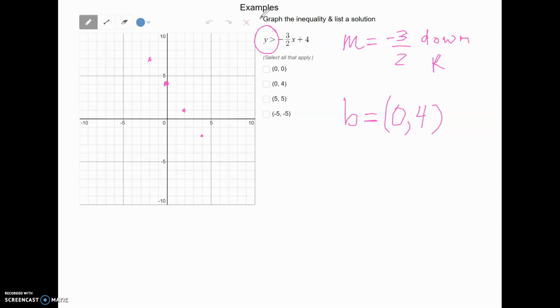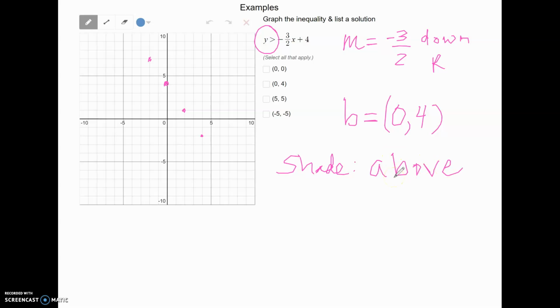So it says y is greater than. So for this one, greater than, are we going to shade above or below? Okay, greater than. Does that seem like more or does that seem like less? Samantha, greater than. More or less? More. Does that sound like above or does that sound like below? Above. So we're going to shade above.